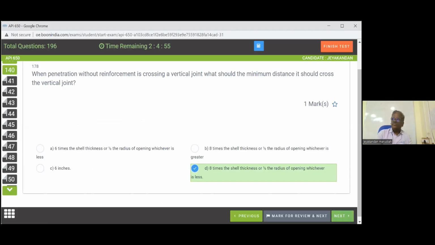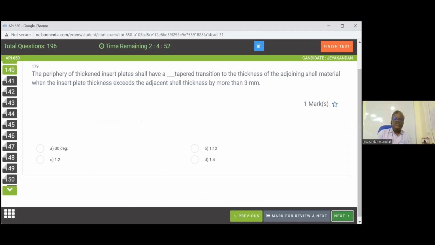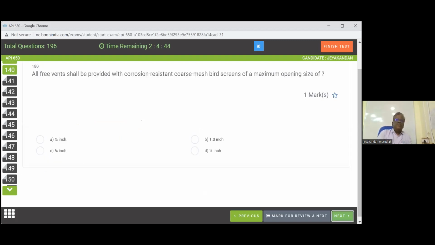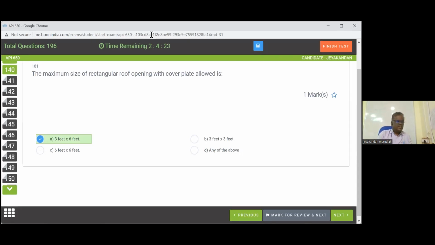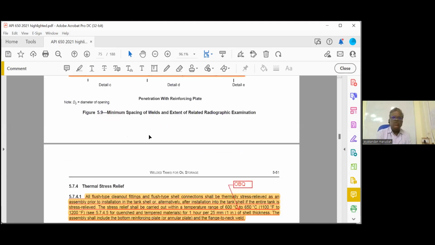Okay, right. The periphery of a thicker insert plate shall be tapered. This is a very simple question. What is the tapering? 1:4. So no need to refer to the code, you can answer it. All free vents shall be provided with corrosion resistant 3/4 inch mesh. What should be the mesh, the maximum opening size? It is 3/4 inch. This is also a closed book question. The maximum size of rectangular roof opening cover plate is 3 feet by 6 feet. Okay, where is it given? That again you have to refer to the sketch. Roof openings.